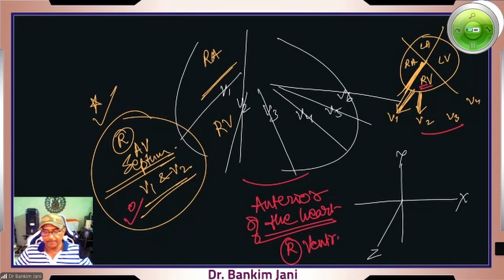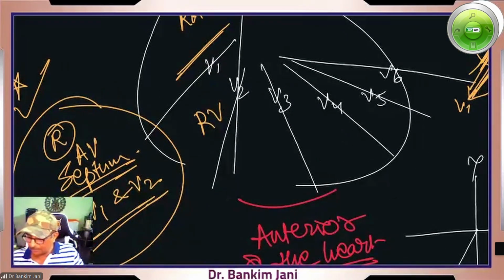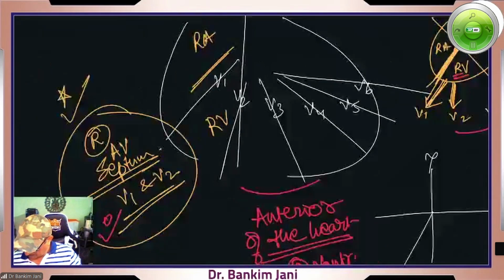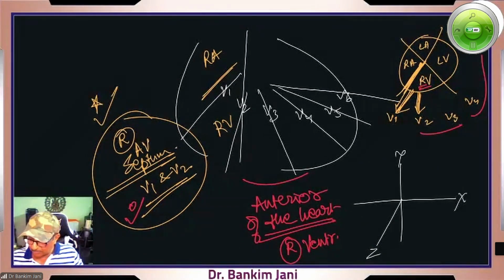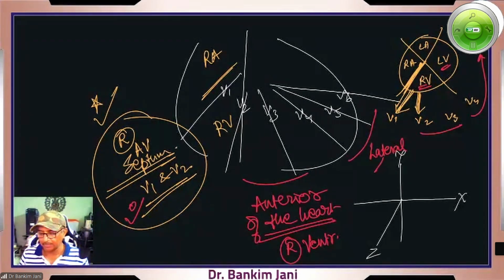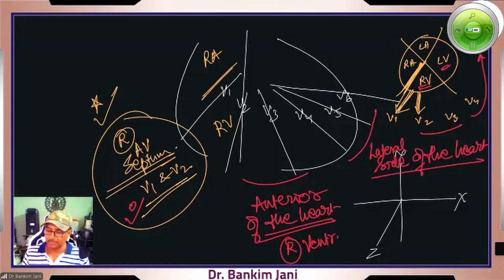Quite easy. And as we go from V3 from here to here, we are going towards the left ventricle. Right? So over here, they'll be watching the lateral side of the heart. And lateral side is left lateral side. Right? Left lateral side. And left lateral side is our left ventricle.